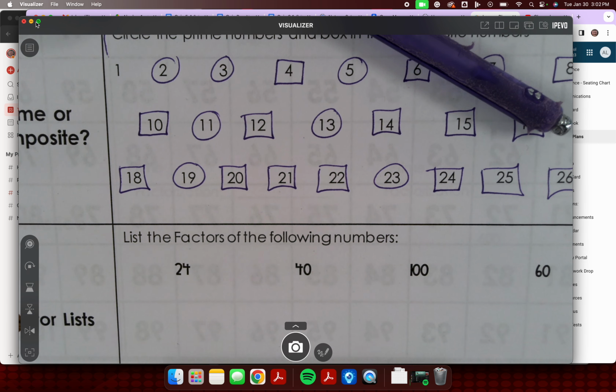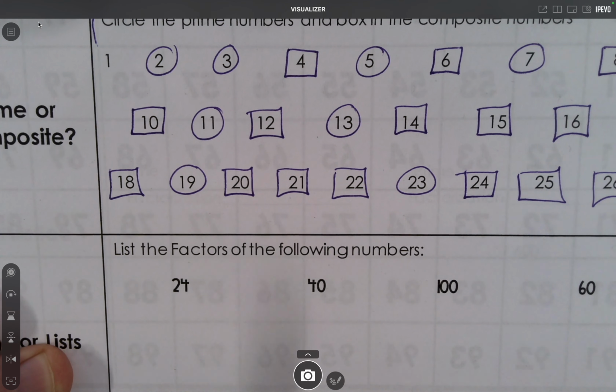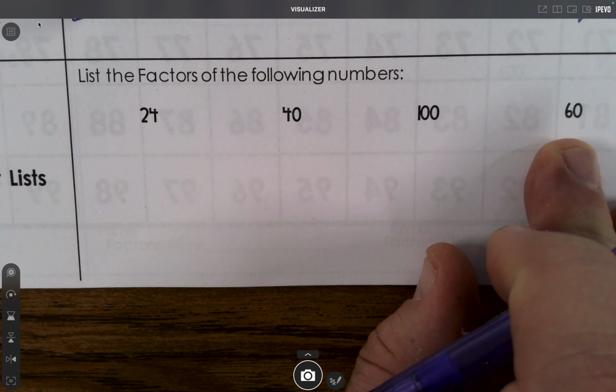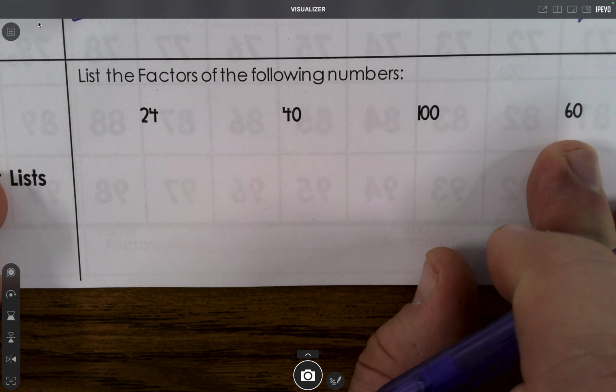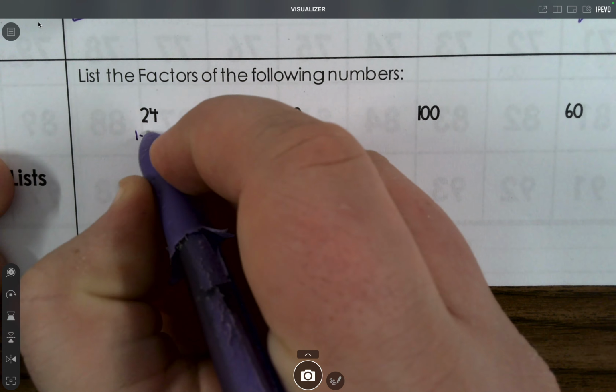Okay, ready for part 2 of this. So I identified all the prime and composite numbers up here. Now we're going to list the factors of these numbers. Sorry, like I said earlier, I think it's best to just start with number 1 and move up from there. So we know 1 times 24 will work.